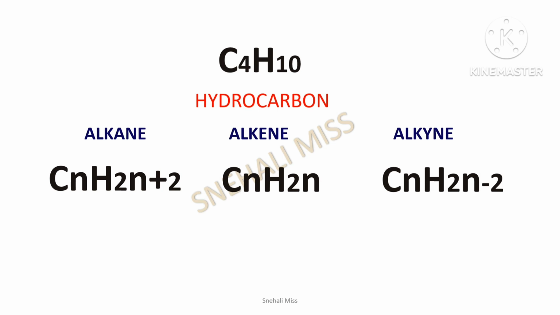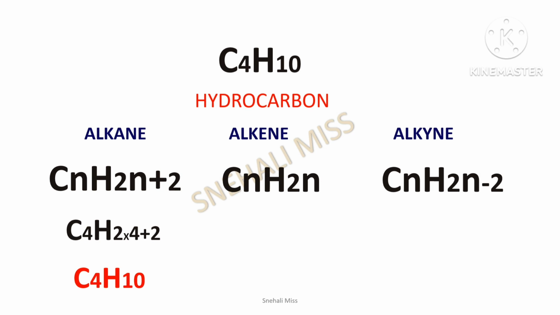So here n is equal to 4. First we'll put this value in alkane. So the calculation is C4H(2 into 4 plus 2), it means it's C4H10. So now it's confirmed that C4H10, which is an example of hydrocarbon, belongs to the alkane family.